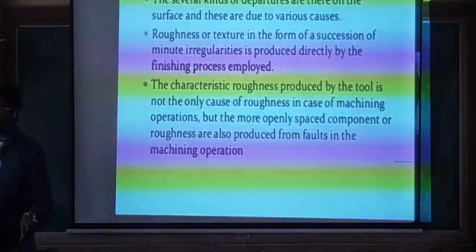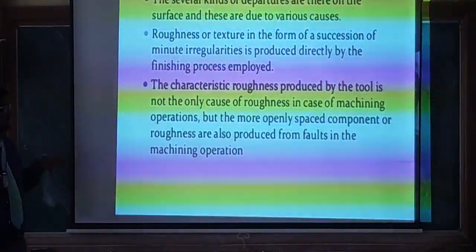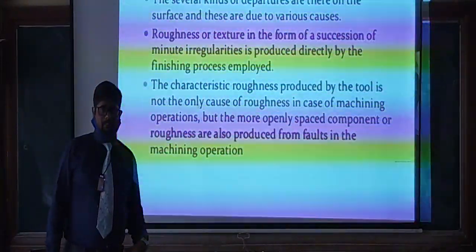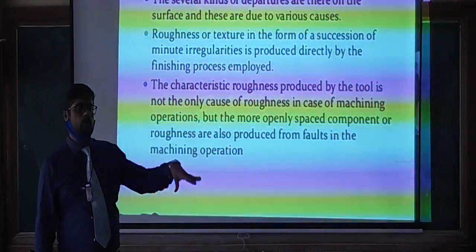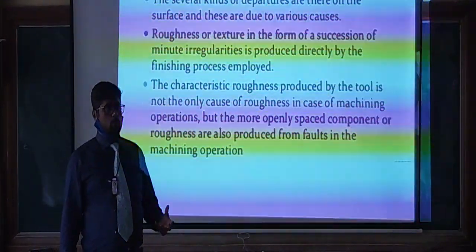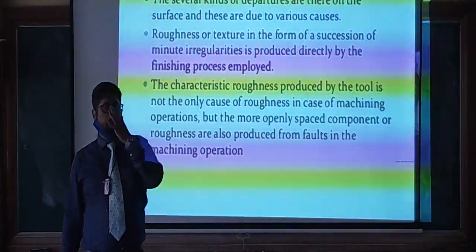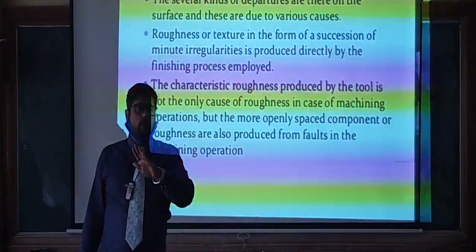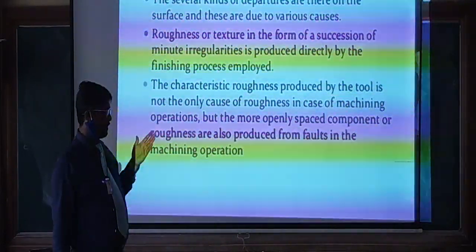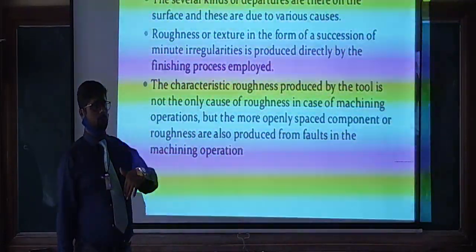So that is the faults in the machining operation. Other than this, we are setting different parameters. For a specific tool we are using, we are selecting specific parameters. The tool life also depends on the parameters we are setting on the machine tool, either a conventional machine or a CNC machine.